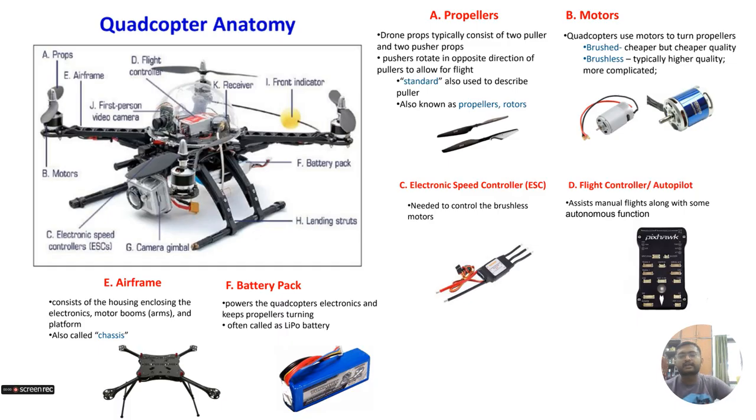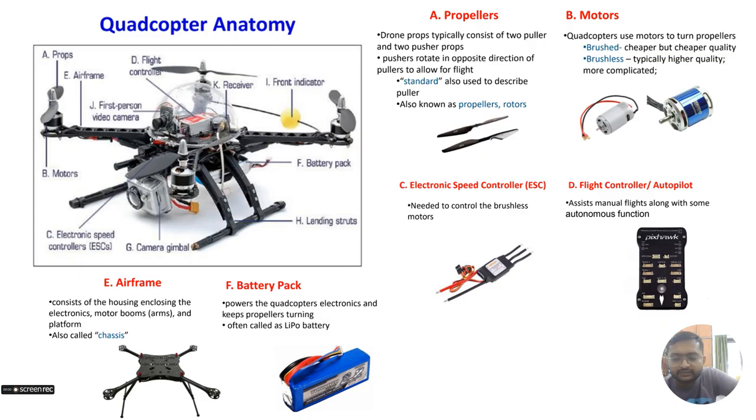Autonomous functions like go up or start and go up, then return back to location. So these are some kind of autonomous functions. Then airframe. The airframe consists of housing, enclosing the electronics, motor room, or platform, and it is also known as a chassis. Then there is a battery pack which powers the quadcopter electronics and keeps the propeller running.